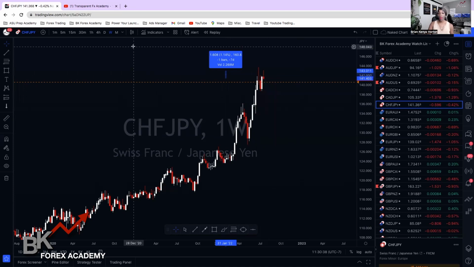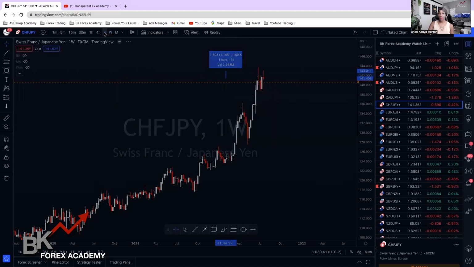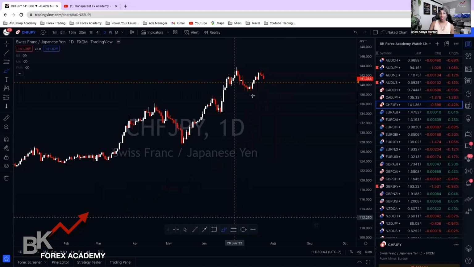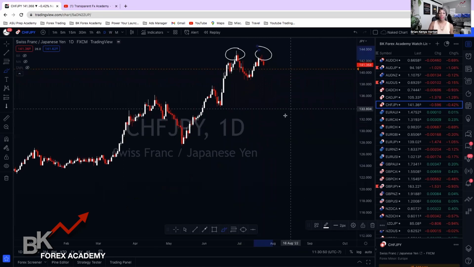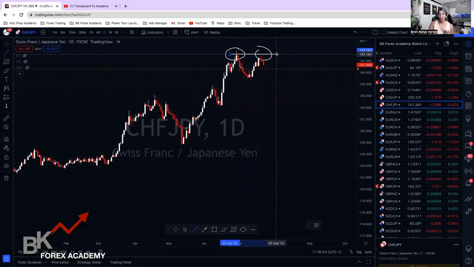One thing you'll notice here is if we go down to the daily time frame, you'll see that we currently have a double top forming. So we have a double top formation, or an M pattern, that's coming together. With these types of double top formations, I particularly like to get in at the very top of resistance.